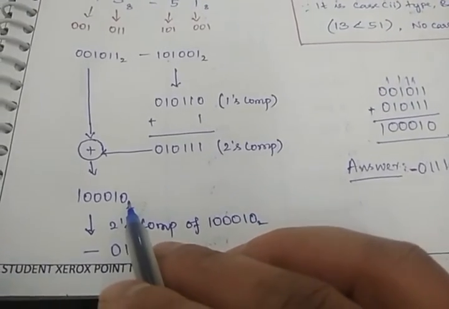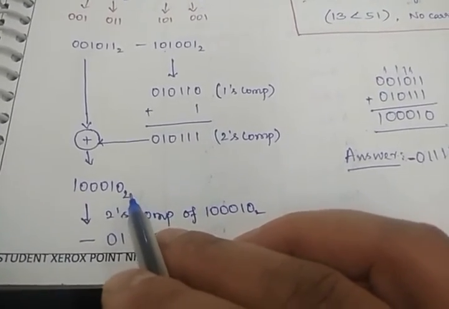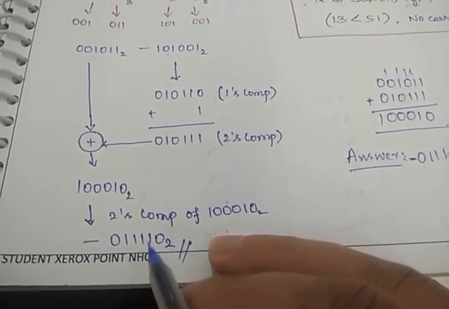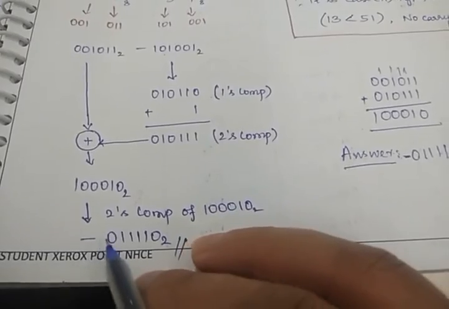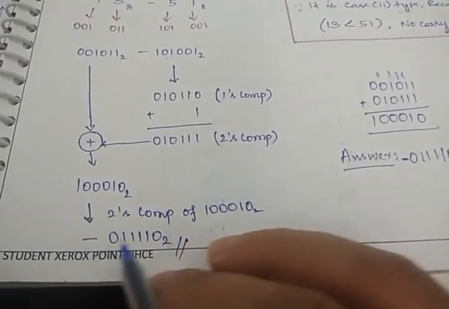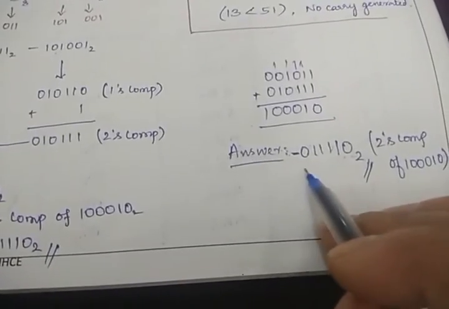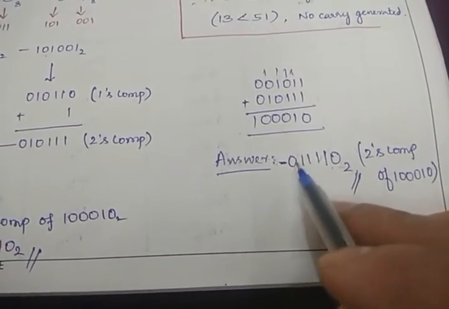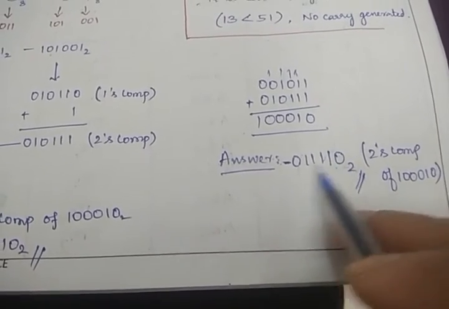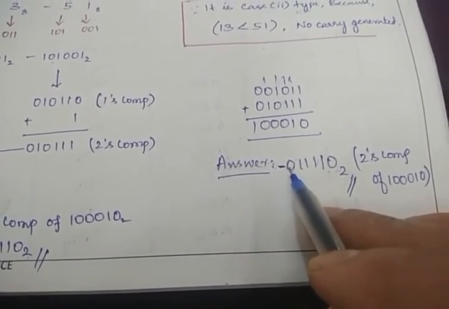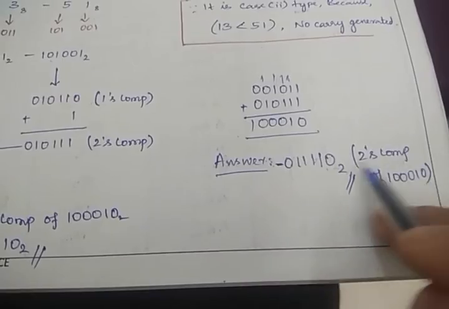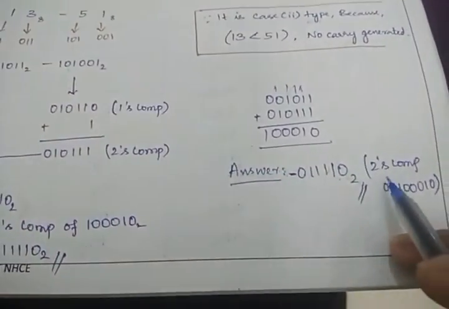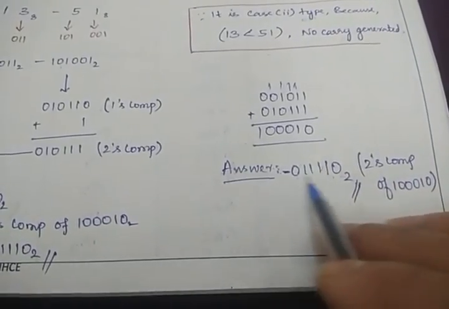So we need to take the 2's complement of this number. The 2's complement of this number is 011110, and put minus here. This is the final answer. Remember, the final answer I have written here. Just see the 2's complement of 1000010, that is 011110. Put minus here. We already know how to calculate the 2's complement. In the same way you just do it, you will get this answer.